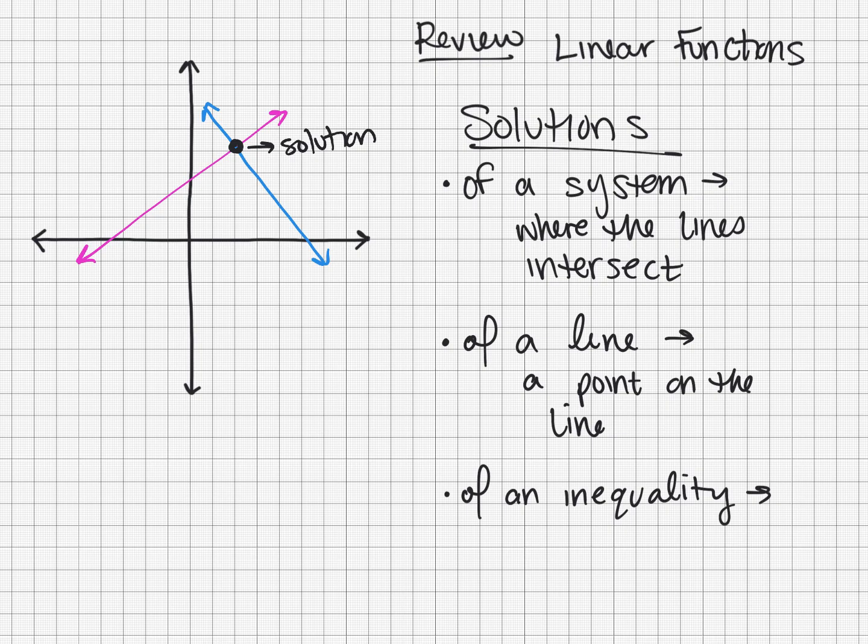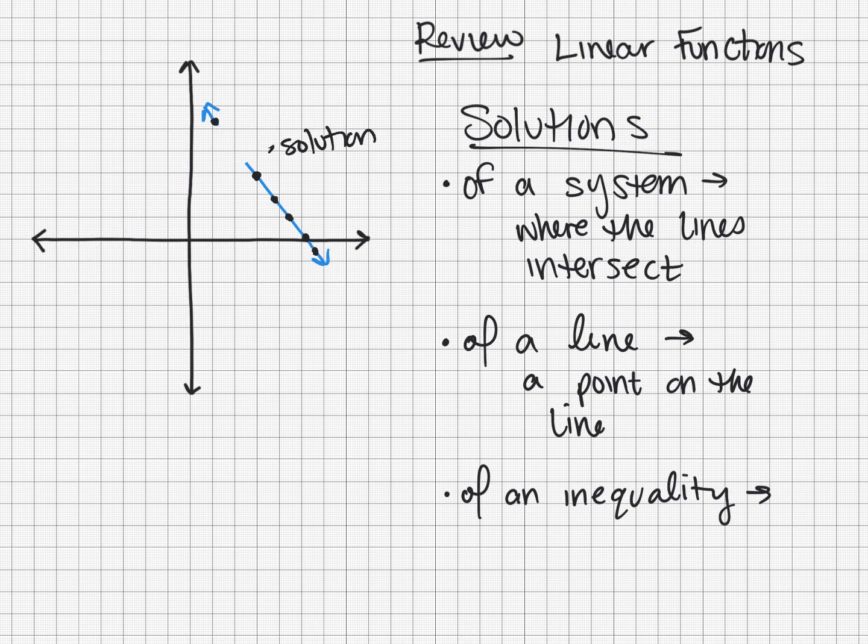If we're just talking about the solutions on a line, well, that's just any point on the line. Like all of these points are solutions for this pink line. And then the blue point also has solutions at any point on the blue line. So for a line, solutions are just points on the line. For a system, the solution is that one point that both lines share.